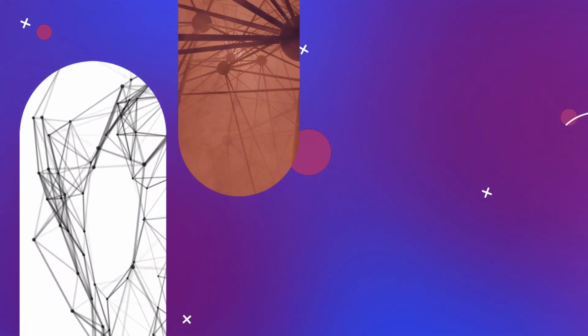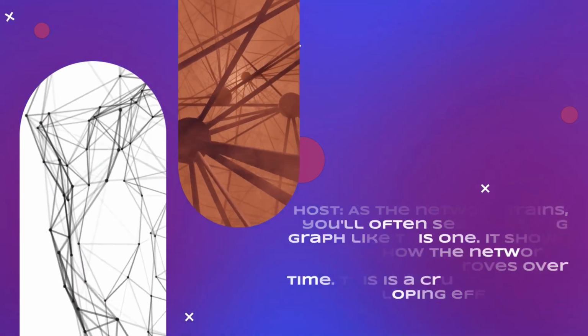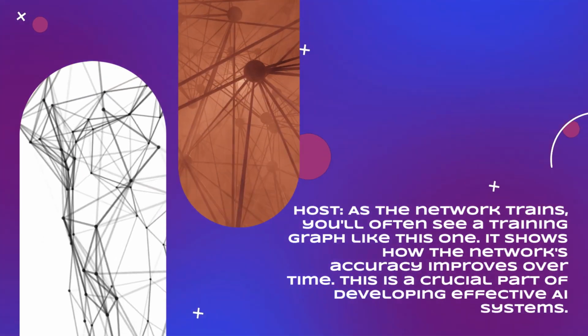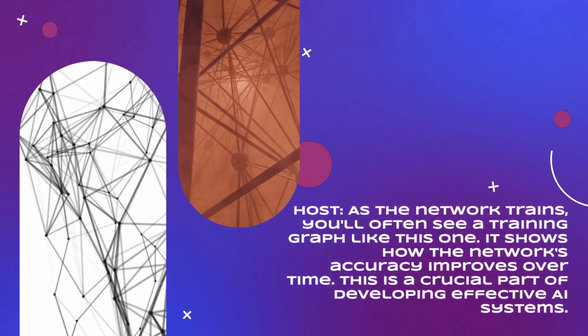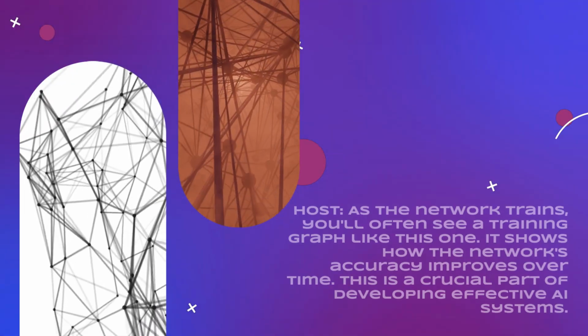As the network trains, you'll often see a training graph like this one. It shows how the network's accuracy improves over time. This is a crucial part of developing effective AI systems.